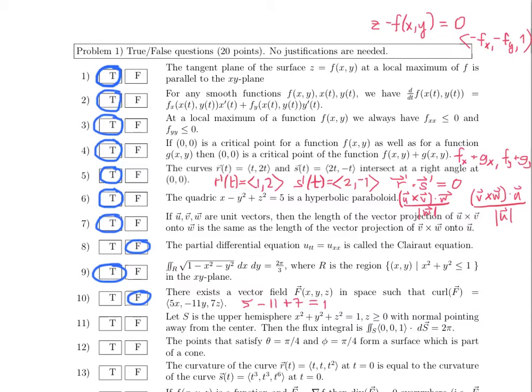Let S be the upper hemisphere, x squared plus y squared plus z squared equals 1, and we're talking about the portion of it where z is greater than or equal to 0, with the normal pointing away from the center. Then the flux integral of the vector field 0, 0, 1 over this surface is 2 pi.